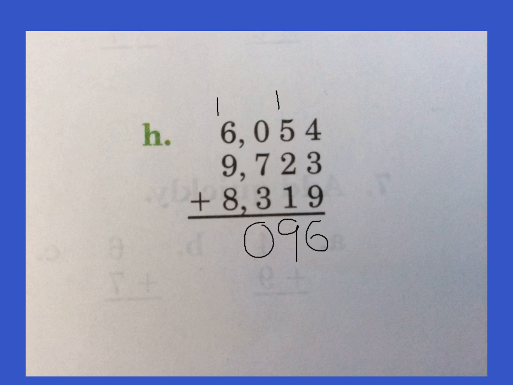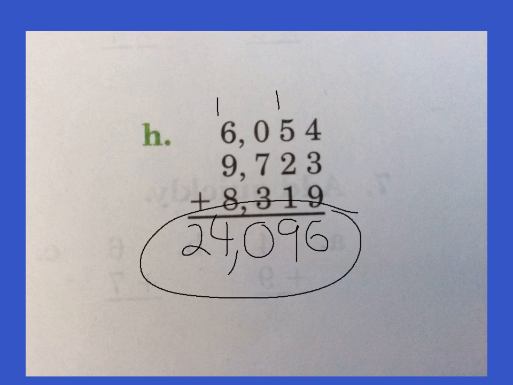1 plus 6 is 7. Plus 9 more would be 16. And plus 8 more would be 24. And so we count 3 places over to put our comma, and we get 24,096.